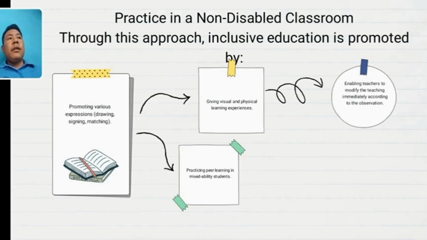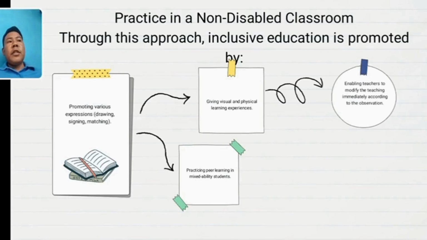In this section, I will explain how the formative assessment we've designed can also promote inclusive education, even in a non-disabled classroom setting. The formative assessment on community helpers allows all learners to participate meaningfully regardless of their abilities or learning styles. First, by promoting various forms of expression as seen here on the diagram, such as drawing, signing, and picture matching, children who may have communication or literacy difficulties are given equal opportunities to show what they know. This supports inclusion by recognizing that learning can be demonstrated in many different ways, not just through writing or speaking.